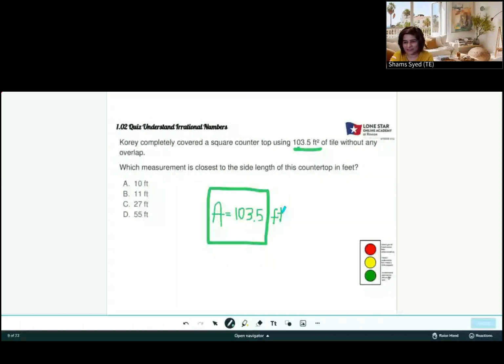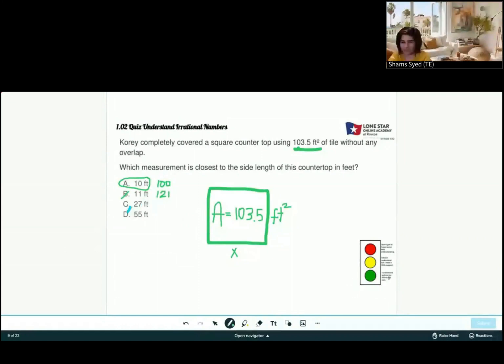What do you guys think is going to be a good side length? I'm going to just say X. What do you guys think will be a good side length? 10, 11, 27, or 55? 10. Yes. Because if the side is 10, then the area is approximately 100, right? If the side is 11, the area is approximately 121, right? 121 is a little bit extra big. 27, I don't know. You can do 27 times 27 and then 55 times 55.